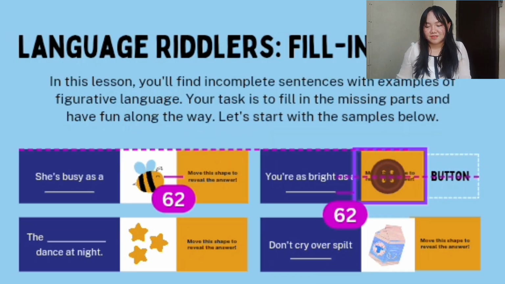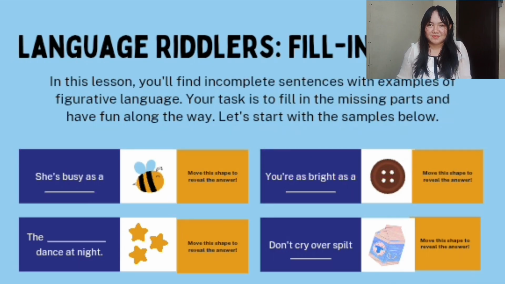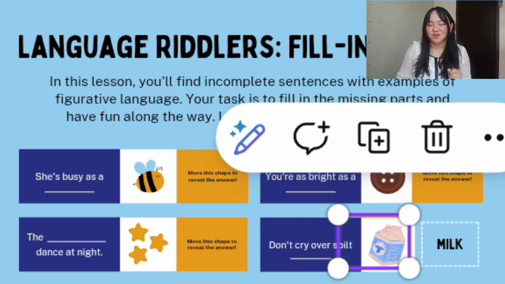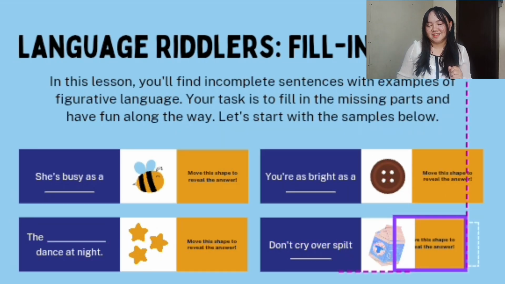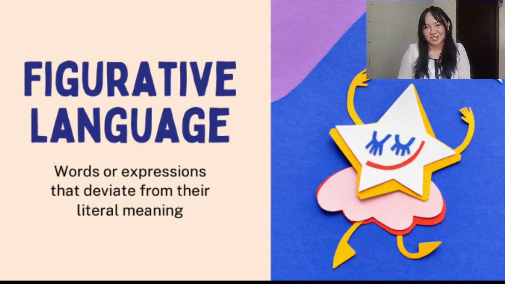Next, don't cry over spilled blank. Correct, Mr. Carl. It is milk. Don't cry over spilled milk. So did you enjoy the game? Great job. So the sentences give us a hint about today's topic, and we're learning today about figurative language.